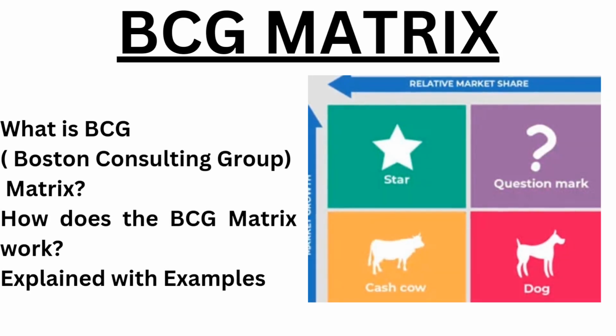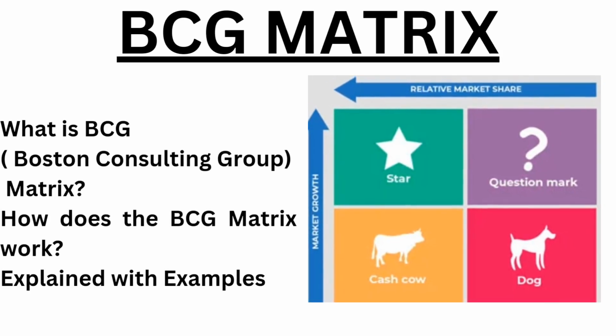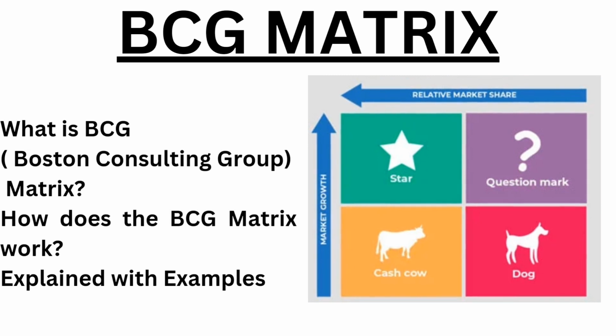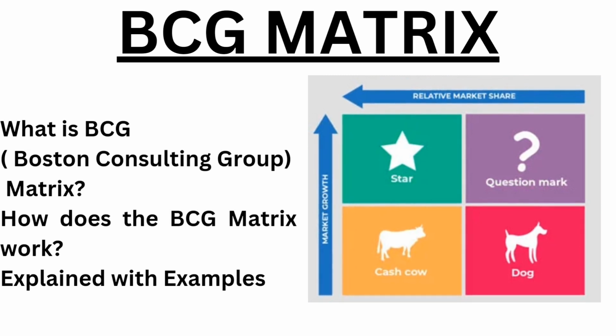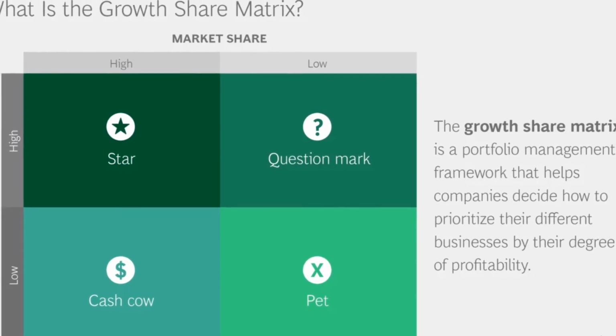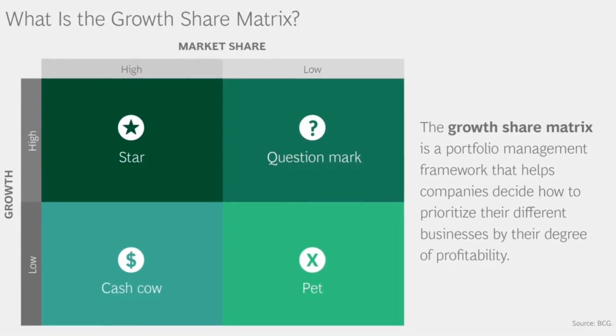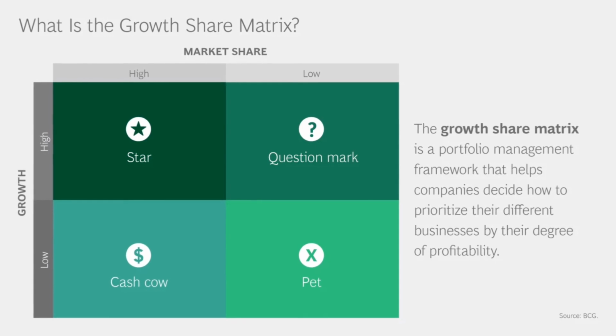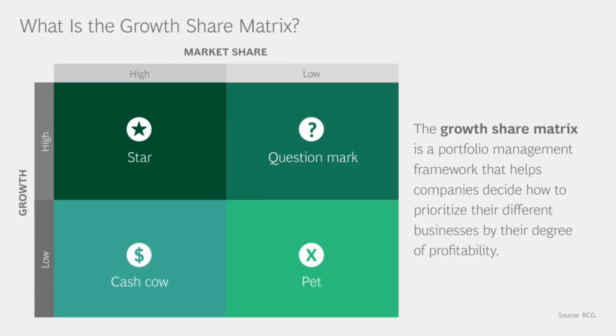Hi everyone. In this video, we'll understand what a BCG matrix is and how the BCG matrix works, with its examples. The BCG matrix is a portfolio management framework that helps companies decide how to prioritize their different businesses. It is a table split into 4 quadrants, each with its unique symbol that represents a certain degree of profitability.